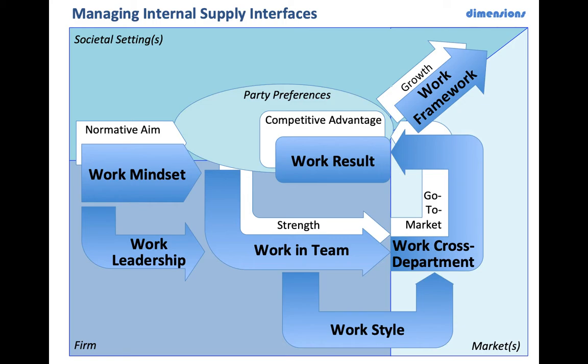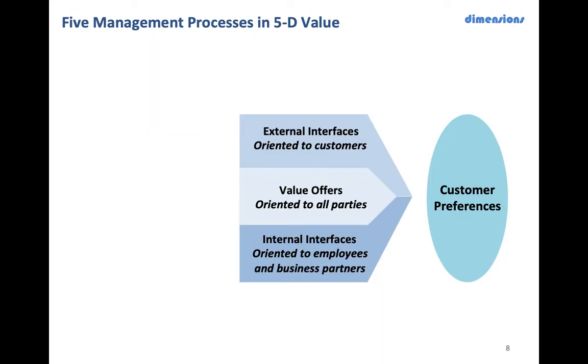The work framework is the mechanism to adjust the internal operations accordingly. Work decisions are the mechanisms to decide how the work cross-department generates specific kinds of work results, and how the work framework adjusts to new markets, these being the most important and most difficult decisions. The third process manages the interests of the personnel and the business partners.